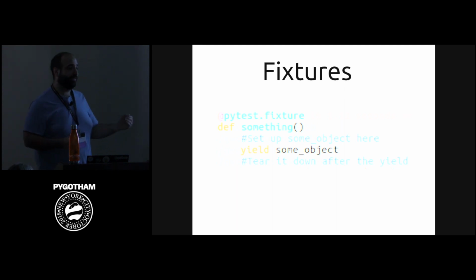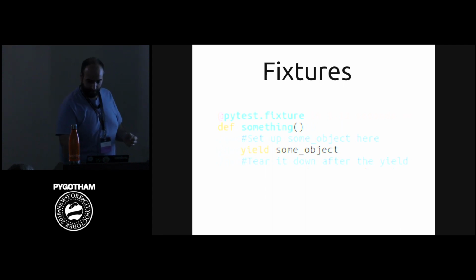And then after that yield, we have some code to just tear it down afterwards. Now remember, we are going to be using transactions here, so we're going to be using a rollback actually to clean up after our tests.